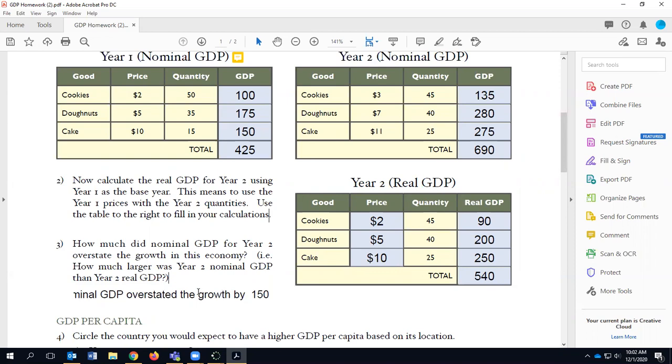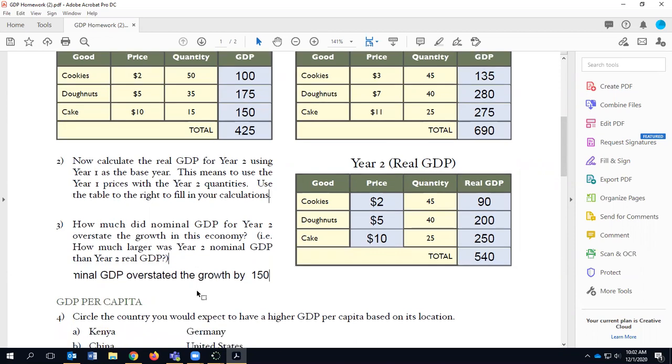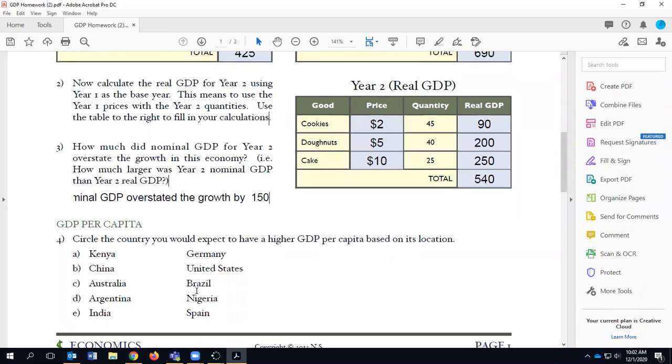Does that make sense? Yeah. No, he's doing really good this year.